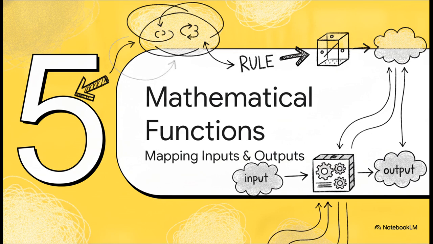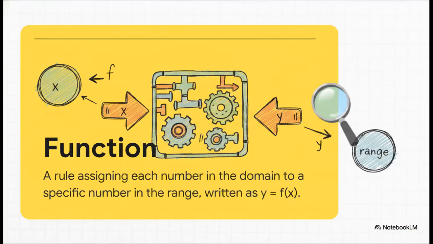And that brings us to our final stop, Section 5, Understanding Mathematical Functions. Let's take those ordered pairs and apply a rule to them. The crucial takeaway here is that a function acts as a processing machine. It takes an input from your starting set, which is what we call the domain, runs it through a specific mathematical rule, and then strictly maps it to a single output in your destination set, which we call the range. That's exactly why you always see it written as y equals f of x. The x goes in, the f rule happens, and the y pops out.